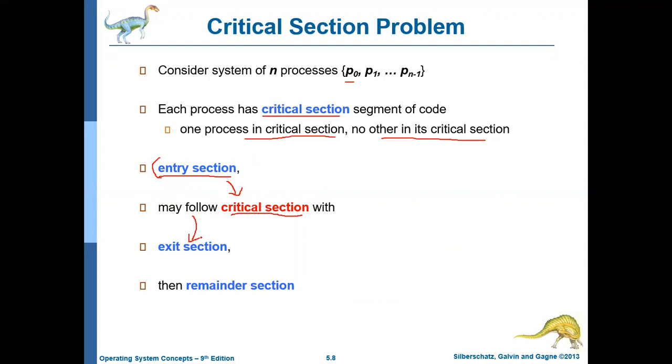In the exit section, it will ensure that this process has completed executing the critical section, and also it will make sure that some other process can now enter into the critical section. So that part of the code will be executed in the exit section. And the code that follows the critical section is called the remainder section. That is, it is not critical section code. So this is how a typical critical section code will look.